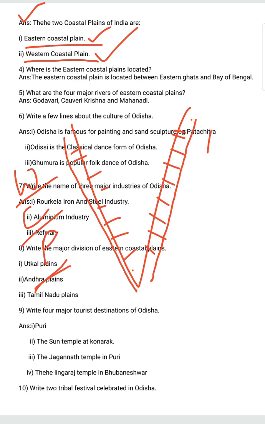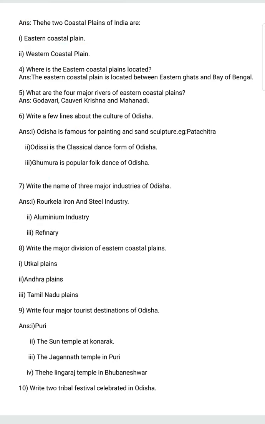Alright. So on one side it will be eastern coastal plains. So, how many coastal plains? Two coastal plains. One will be eastern coastal plains and the other western coastal plains. Next question. So here also I give a tick, means important for your exam.